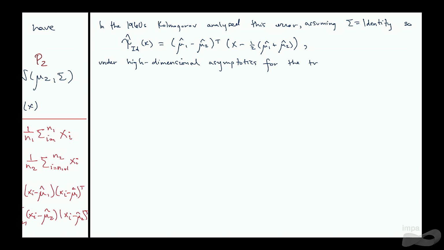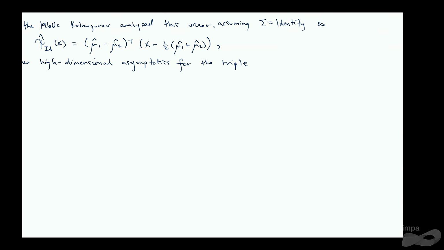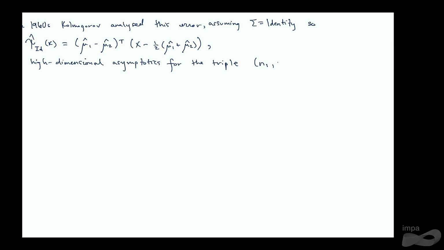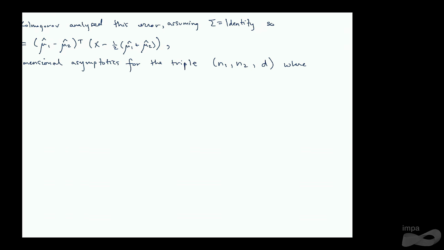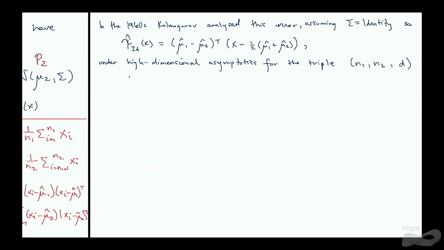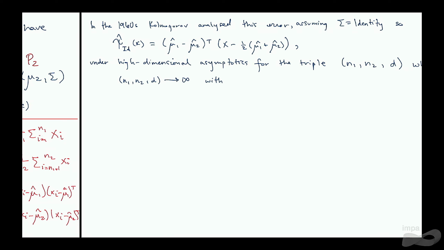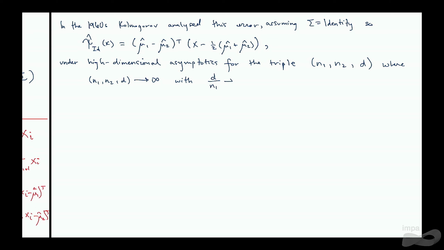For the triple N1, N2, D, our dimensions here are the size of our two data sets and the dimension of the Gaussian sample. And what are the asymptotics? They are the following. All of them go to infinity, so N1, N2, and D are all growing, with these undersampling ratios going to some constant that we'll call alpha. To make our lives easier, we'll just look at these two ratios converging to the same alpha.